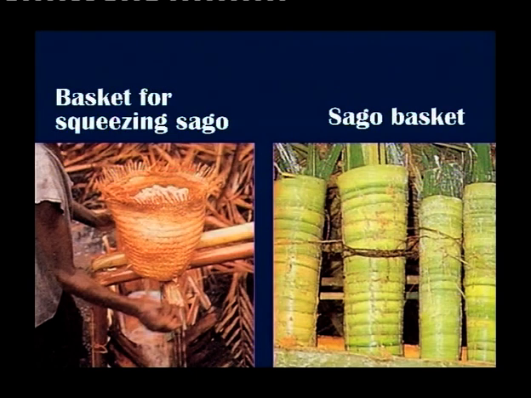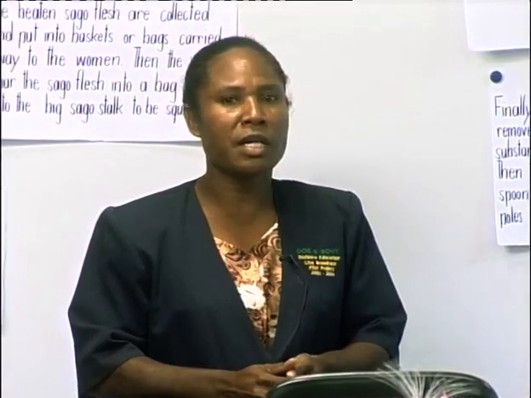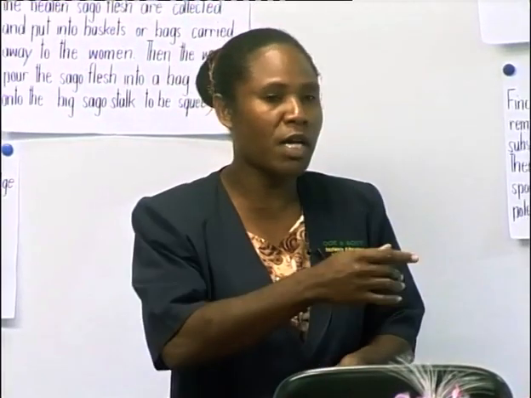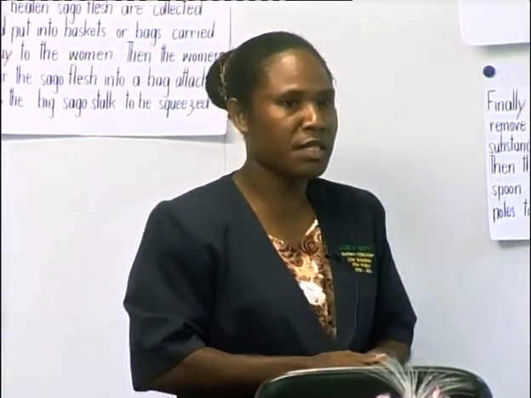Then it is hung on poles to get dry. These poles are made in a special sago house made of sago leaves, which is built in the bush, where these sagos are kept for 3 to 5 days in order to get dry and become hard, like what you have seen in the dish.